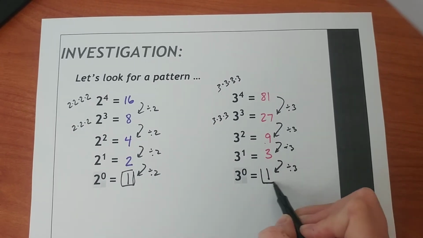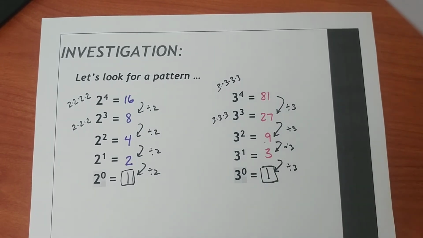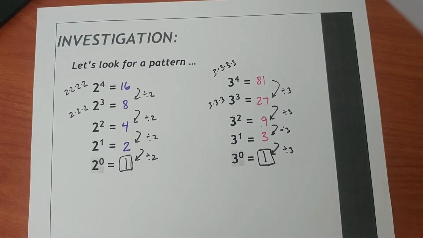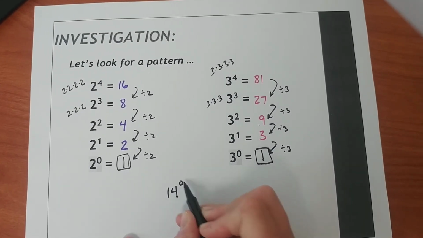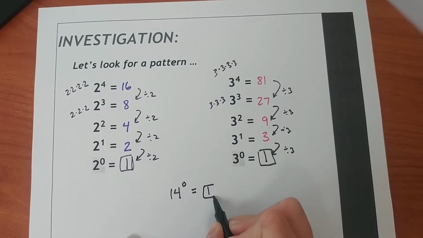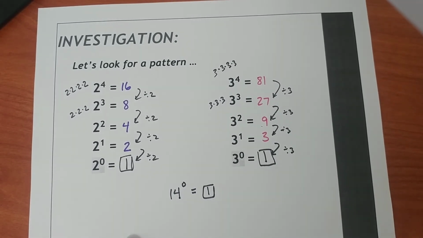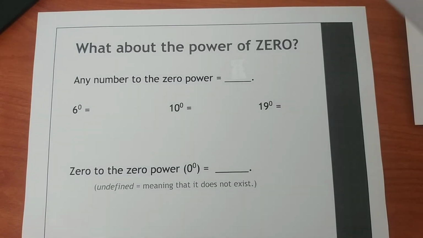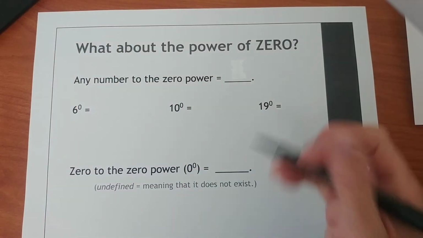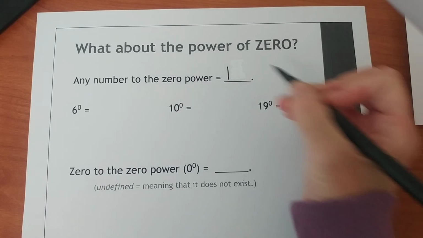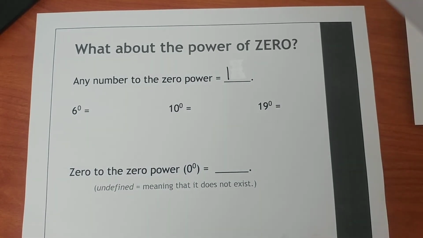And if you type this into your calculator, 3 to the 0 power, you get 1. I encourage you to try any number. Take your favorite number, minus 14. Raise it to the 0 power in your calculator, and you'll see that the answer is 1. Any number to the 0 power is always 1. So in our notes, any number to the 0 power is always equal to 1. Well, let's write that down.